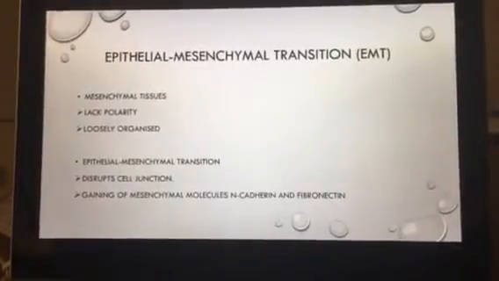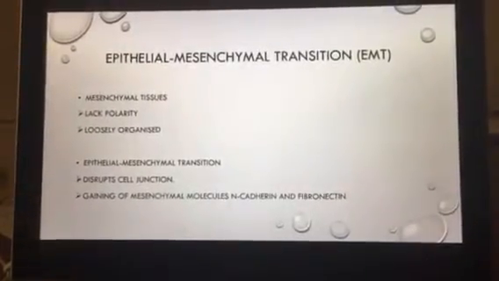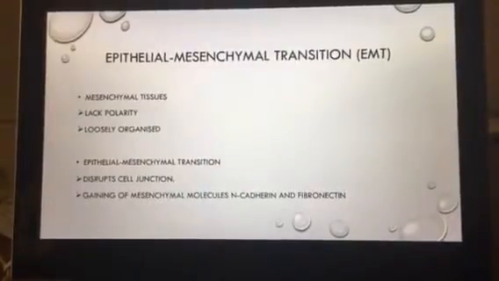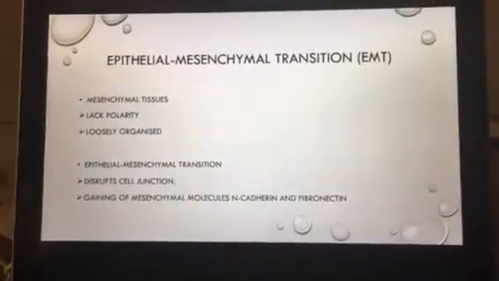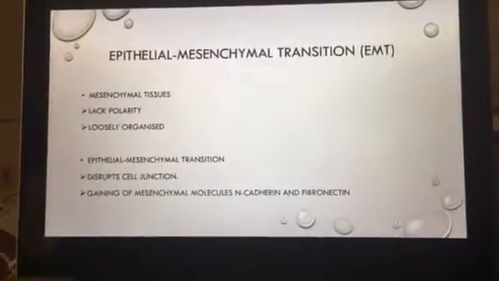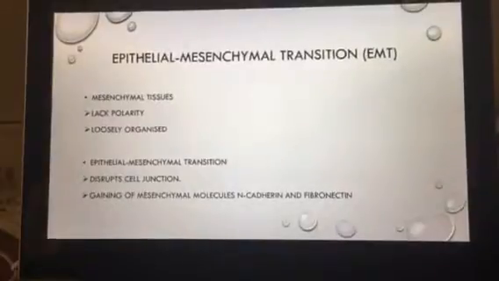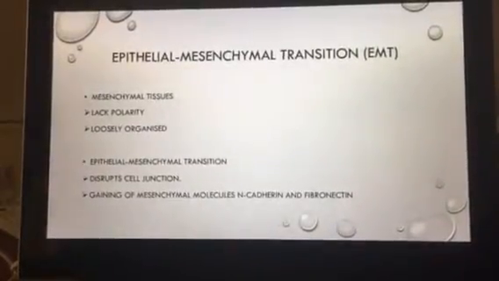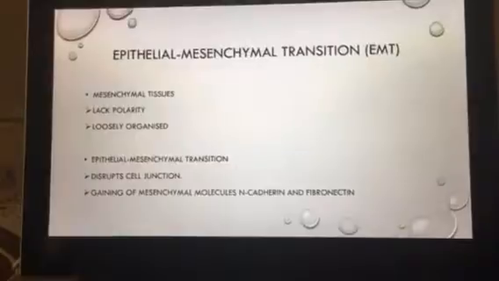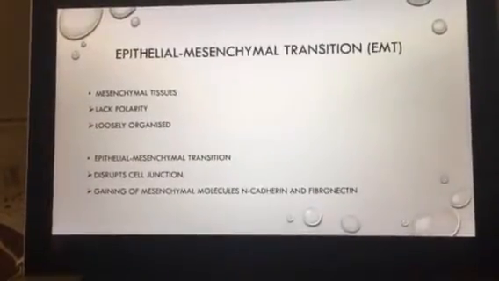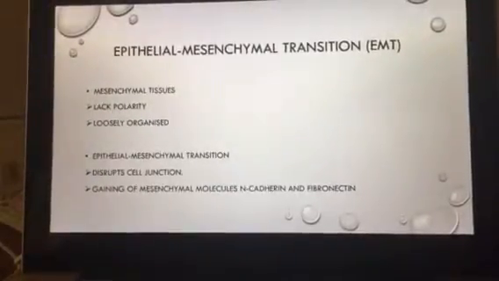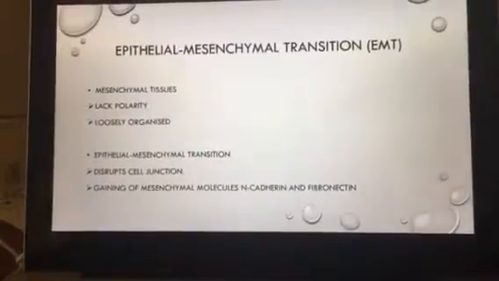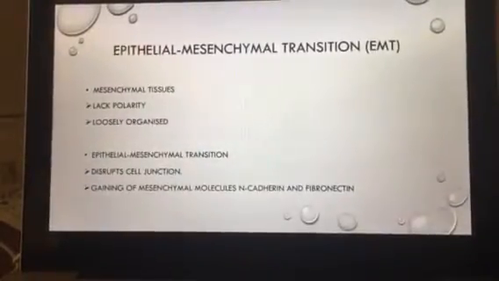Since it's already established that cancerous cells spread by migration and invasion to nearby normal tissues, epithelial to mesenchymal transition causes these cells to become more prone to cancer. This transition disrupts the cell junctions because the cells become loosely attached. The cell junctions are not as functional as they were before, and in this process you gain mesenchymal molecules such as N-cadherin and fibronectin.